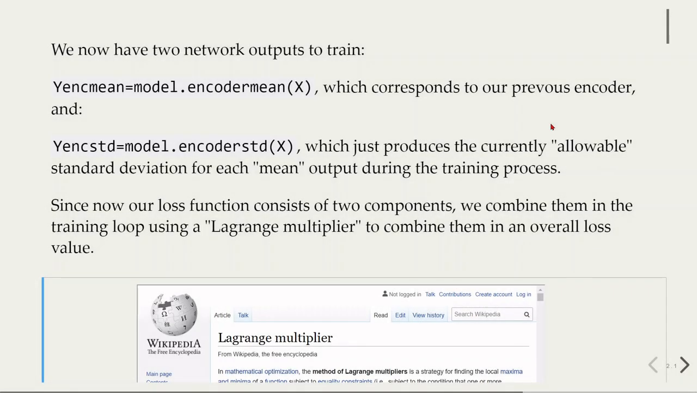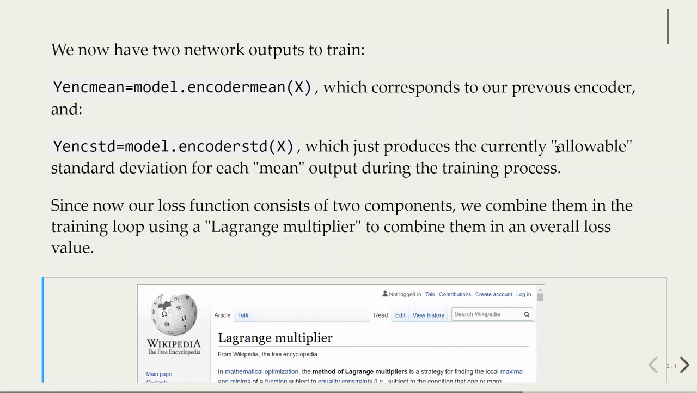Our model now will have two network outputs to train. The Y encoder mean, which corresponds to our previous encoder, and the Y encoder standard deviation, which just produces the currently allowable standard deviation for each mean output during the training process.